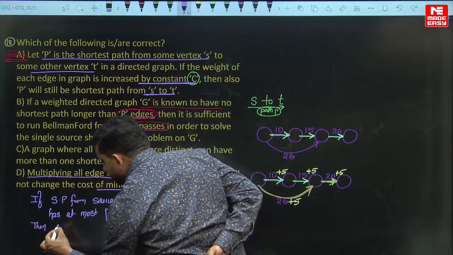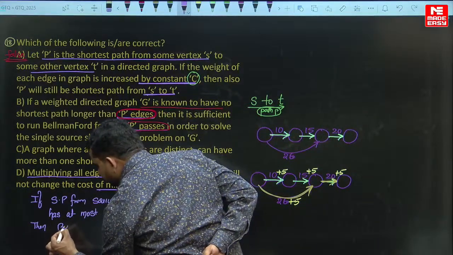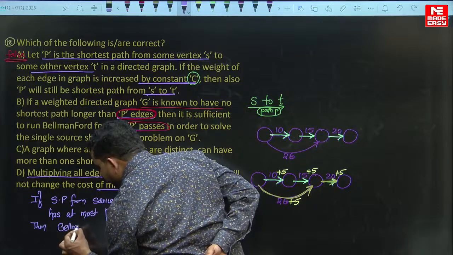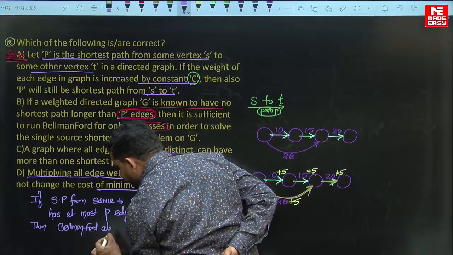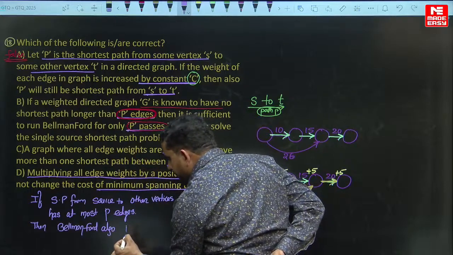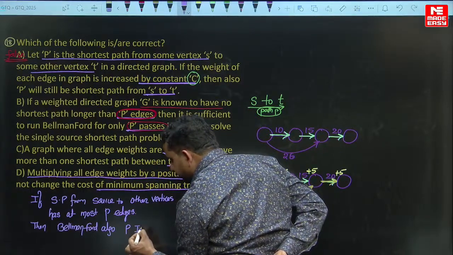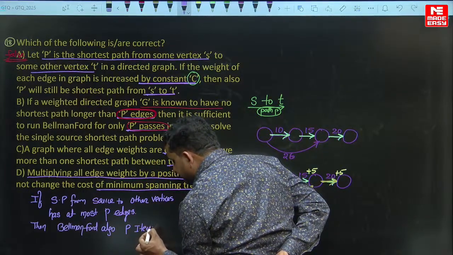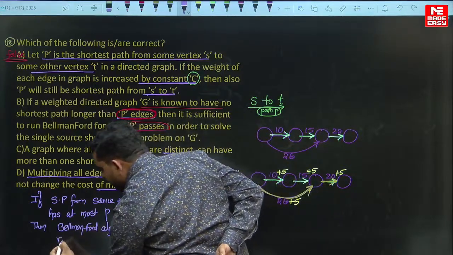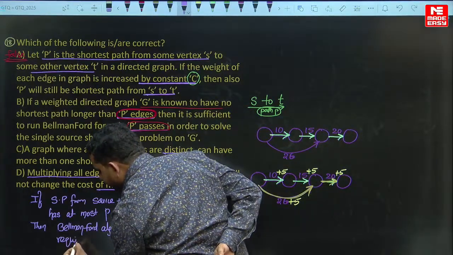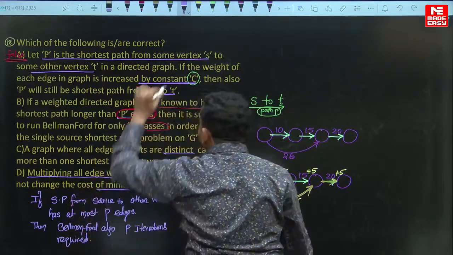So that means the Bellman-Ford algorithm requires p iterations. So write this down as a note.